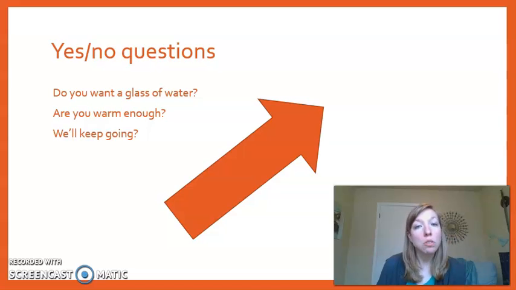Now we can also use question intonation to signal a question without using question grammar. So notice that last question there. We'll keep going? So even though I did not say, do you want to keep going? I'm still using yes/no question intonation to let my listener know that I'm asking them a question. And we often do this in English. If you listen to yourself talk for a while, you'll hear yourself doing it too. So that's the first type of question.